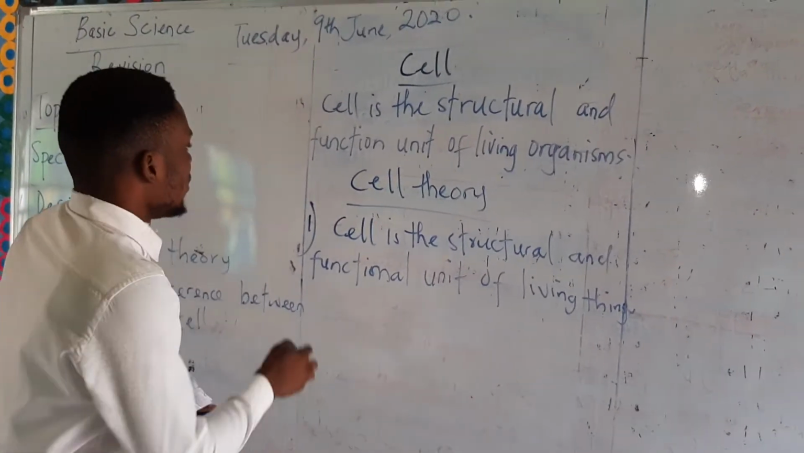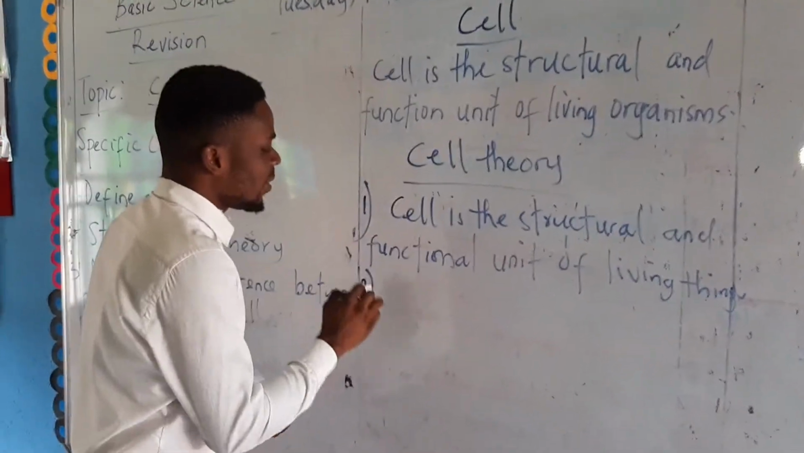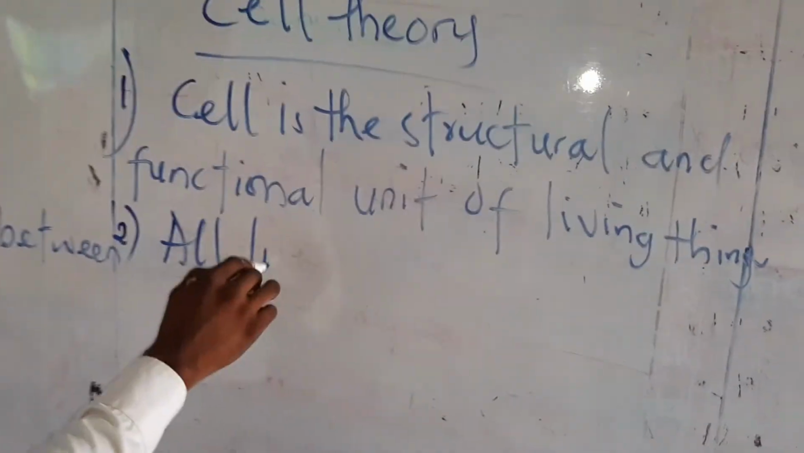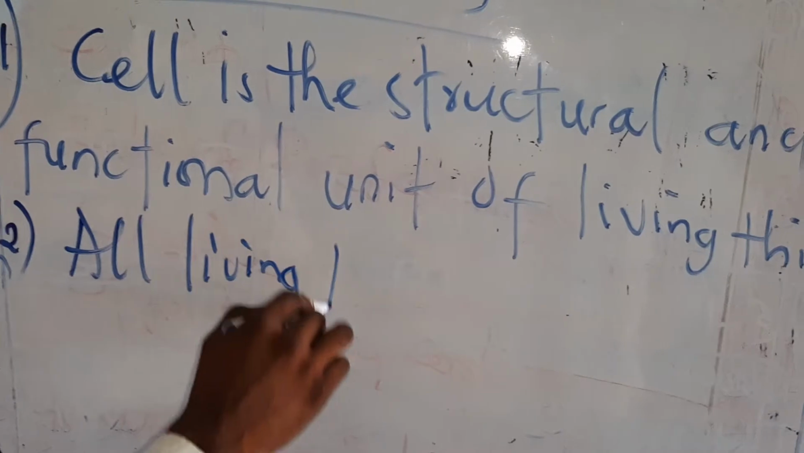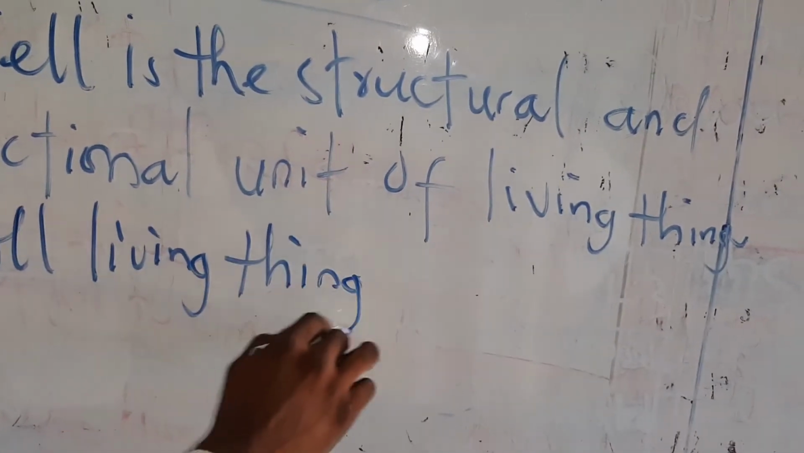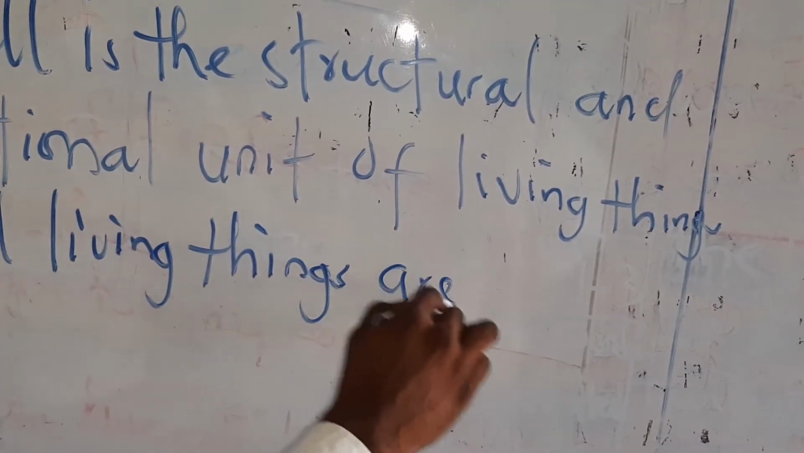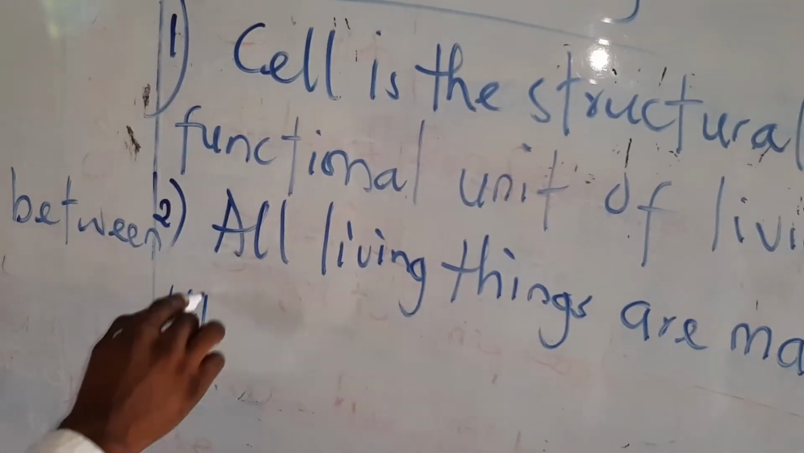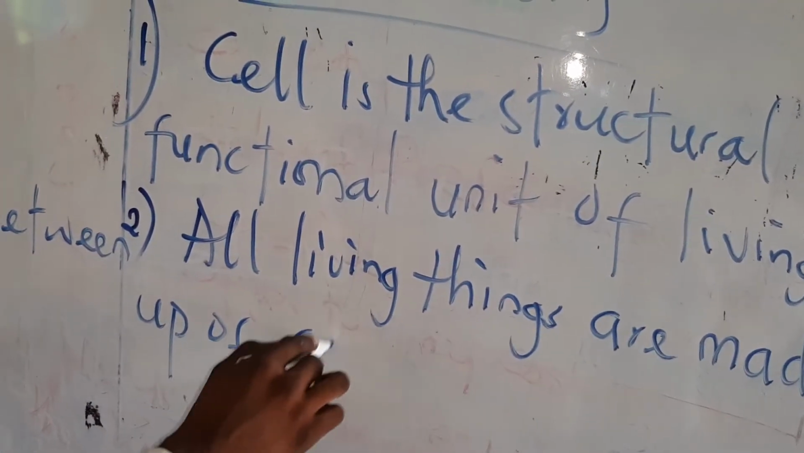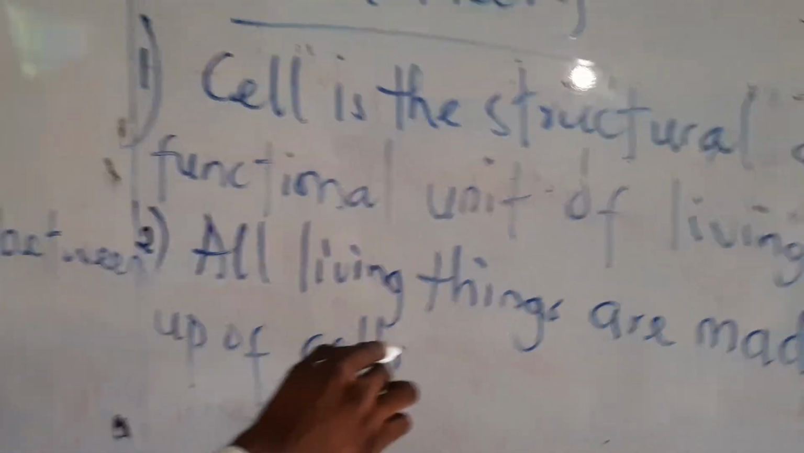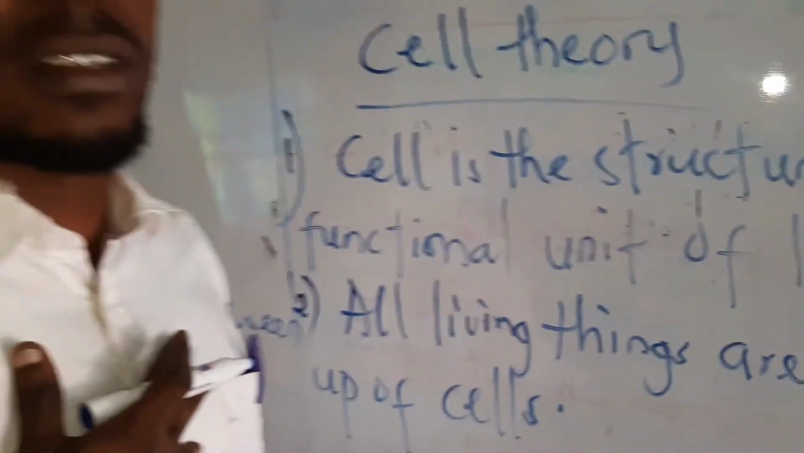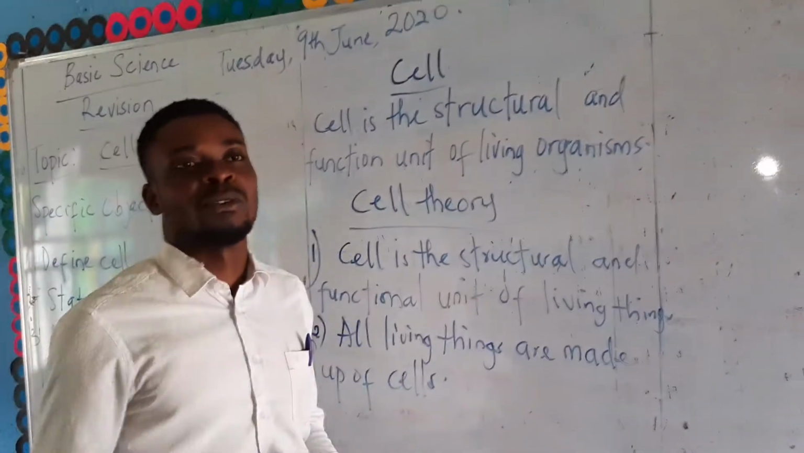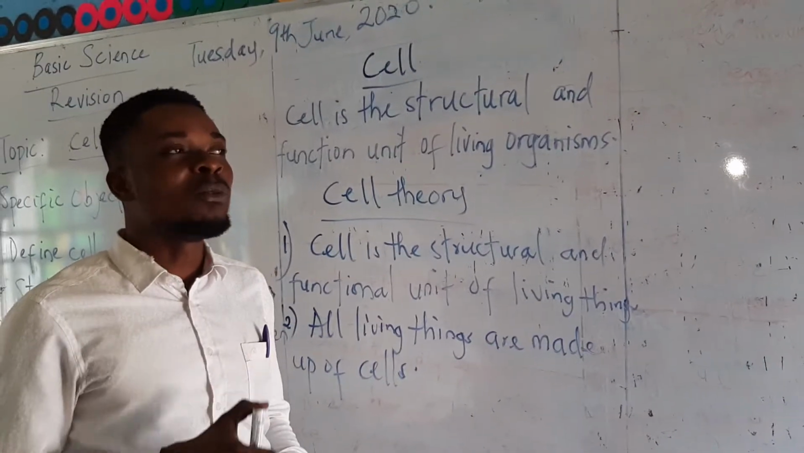The next cell theory we have is all living things are made up of cells. I am made up of cells. You are made up of cells. Cells coming together make you. So all living, whether plant.